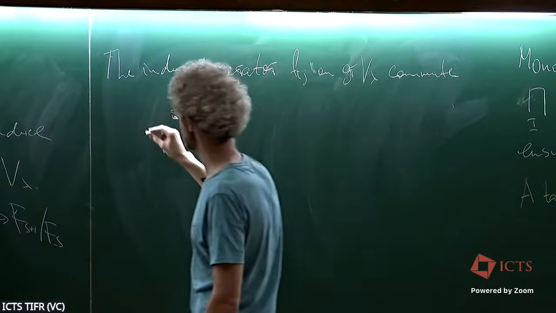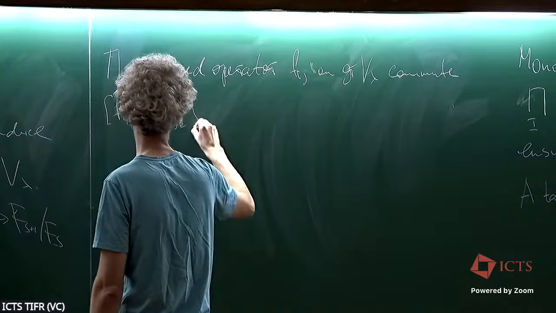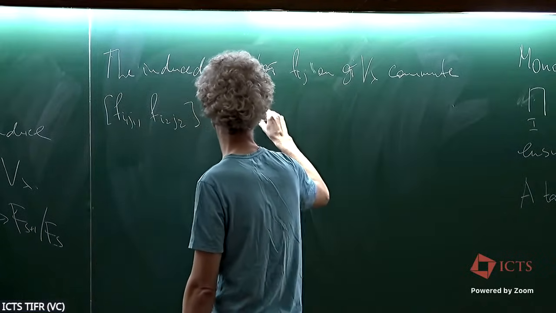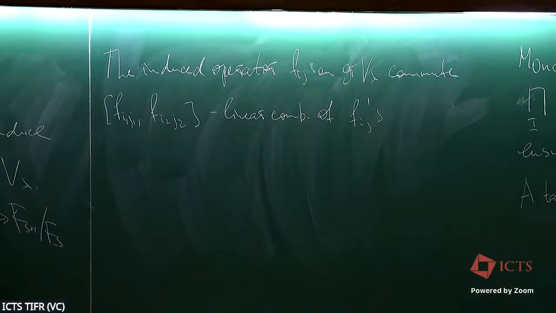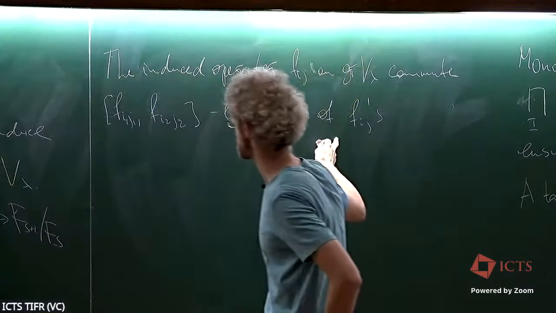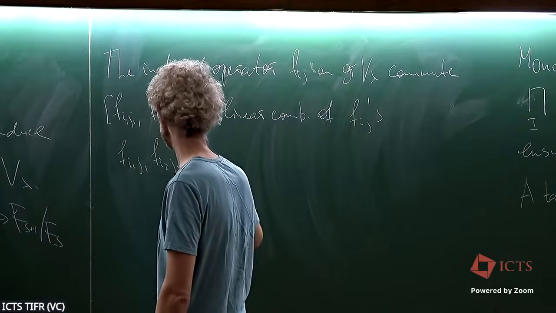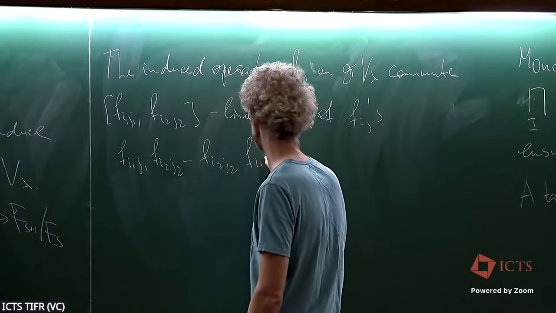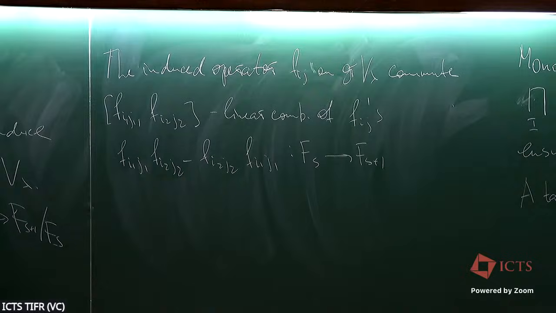And actually, it's very easy to see because we know that the commutator of Fi1 j1 and Fi2 j2 is again a linear combination of Fij's. Okay, because this is a Lie subalgebra. So this is a linear combination of Fij, so it means that if you apply Fi1 j1 Fi2 j2 minus Fi2 j2 Fi1 j1 to Fs, then the result is in Fs plus 1, not in Fs plus 2. So it's 0 in the quotient.